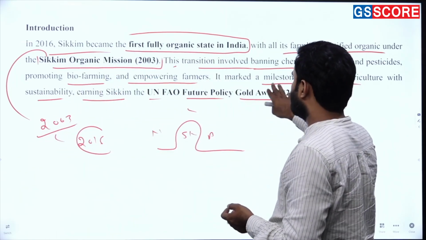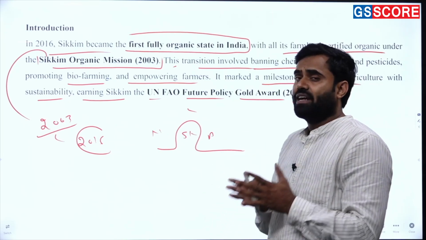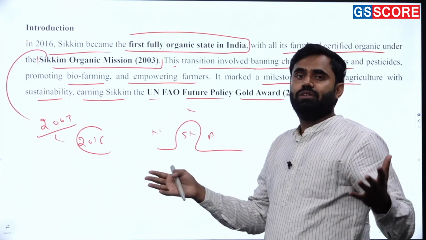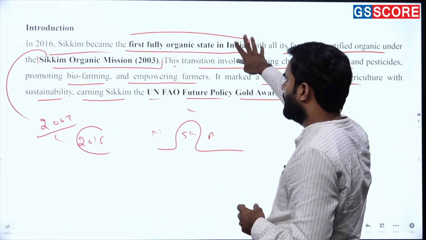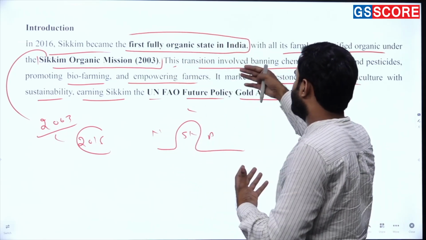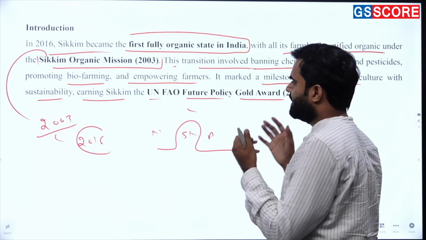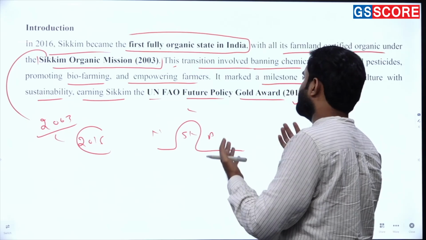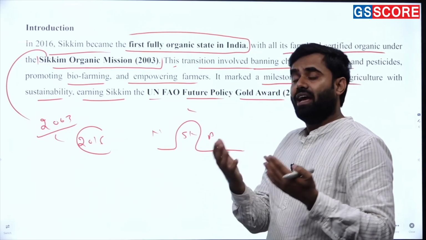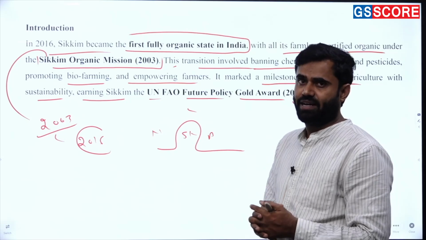Now you will notice we have hardly 4 lines, and each line describes a different dimension of the topic. The first talks about the mission, the second about chemical fertilizers, and we also discuss empowering the farmers. In the third line we discuss sustainability, and in the last one we discuss that Sikkim has also received this award.